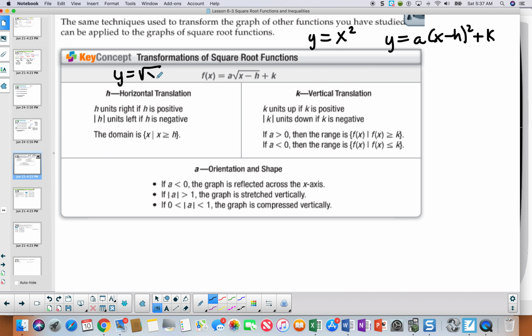Our parent is y is equal to root x, and very similar to the vertex form, this tells us how to move our minimum point. H will represent a horizontal translation, K will represent a vertical translation, and A will give our orientation and shape. So when it's less than 0, negative, it'll be a reflection across the x-axis. If A is greater than 1, it's going to be a stretch vertically, and if it's between 0 and 1, it's a compression.